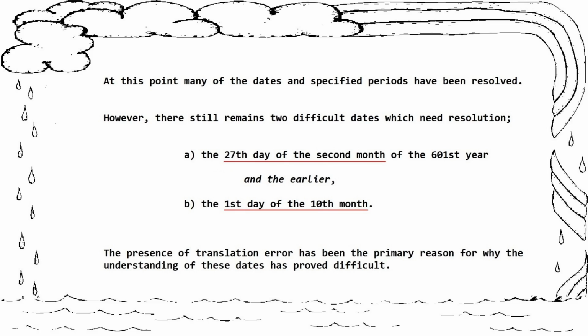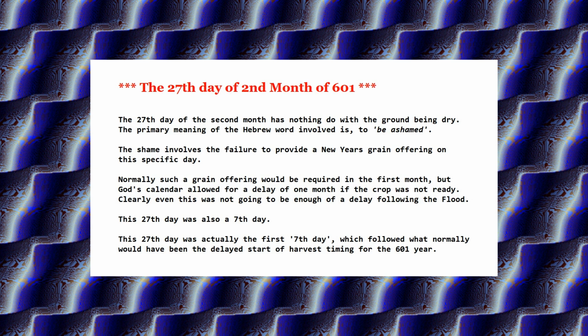At this point, many of the dates and specified periods have been resolved. However, there still remains 2 difficult dates which need resolution: the 27th day of the second month of the 601st year, and the earlier, first day of the 10th month. The presence of translation error has been the primary reason for why the understanding of these dates has proved difficult. The 27th day of the second month of 601.